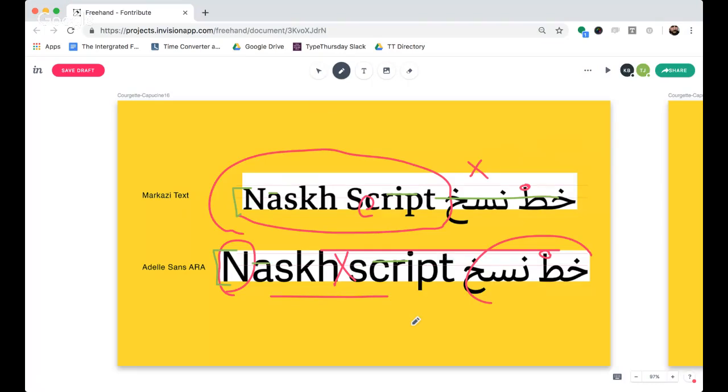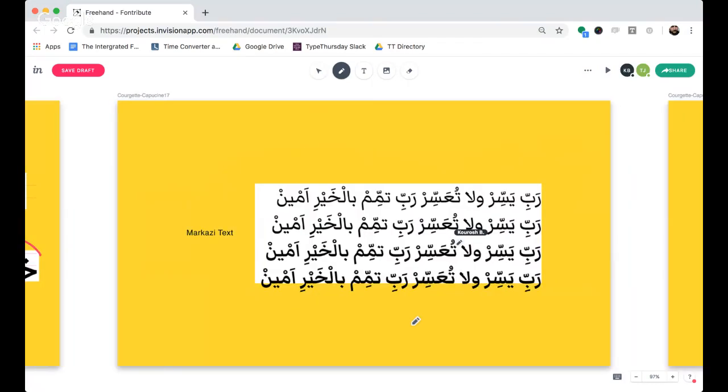Cool. And what we have here is just an Arabic word. It says that God makes me happy, something like that. I'm not a native Arabic speaker, so I don't know the exact meaning. But that shows the Markazi in 4 different weights, which is regular, bold, semi-bold, and what's this one? Sometimes book is heavier than regular, sometimes it's lighter than regular. Yeah, exactly.